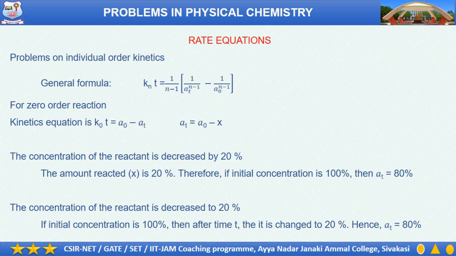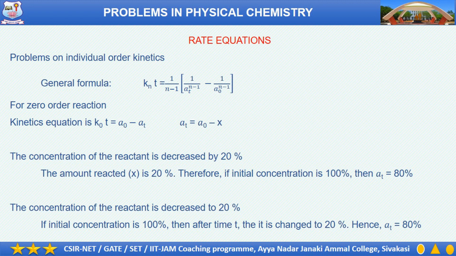If it is given that the concentration is decreased to 20%, what do you mean by it? Initially it is 100. After the time t, it has changed to 20. Therefore, the amount reacted is equal to 80. So when you are given that the concentration is decreased by 20, the 20 indicates the amount reacted; decreased to 20 means the amount reacted is 80. Therefore, you should be very cautious about the wording.